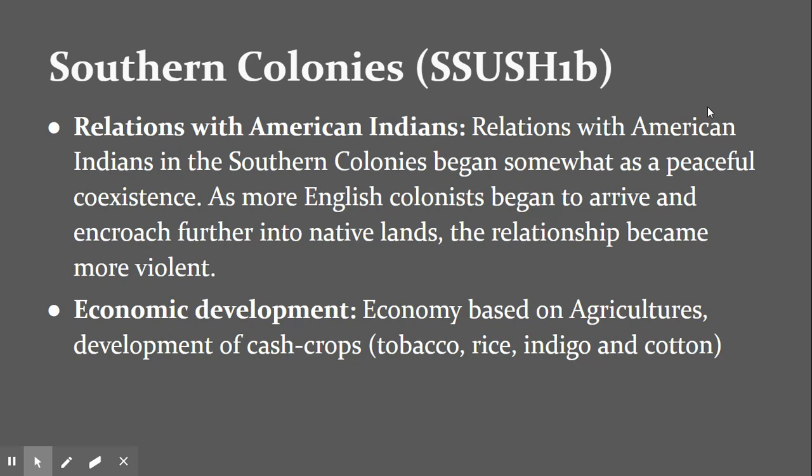So, like I told you, relations with the Native Americans are not going to go well, okay? Or as they like to call them, the American Indians. So, in the southern colonies, it became somewhat peaceful. But as more and more English colonists began to arrive and move further and further into what they had as their lands, and it was, respectively so, their land, not the Europeans', but the natives' land, the relationship became violent, rightfully so.